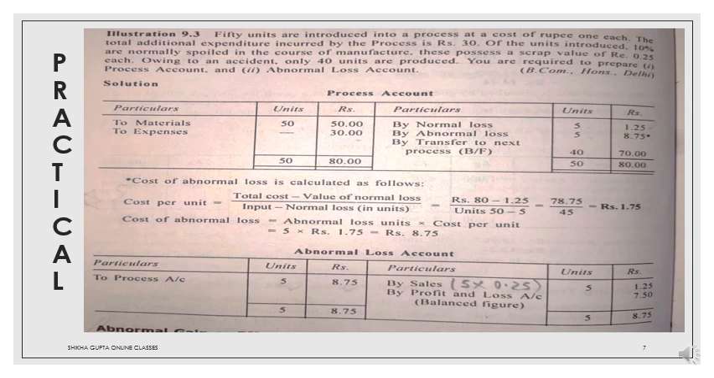Now we'll prepare an abnormal loss account also, in which we'll do just the cross entry. We can see abnormal loss on the credit side. We'll put it on the debit side. We are just doing ledger posting. And on the credit side, we'll put the amount which we have recovered from the normal loss units, which is 1.25. So can I say the net loss which the firm has incurred is 7.50.